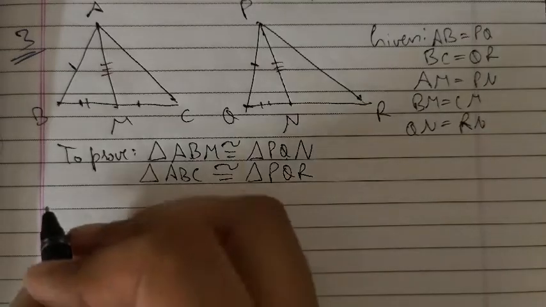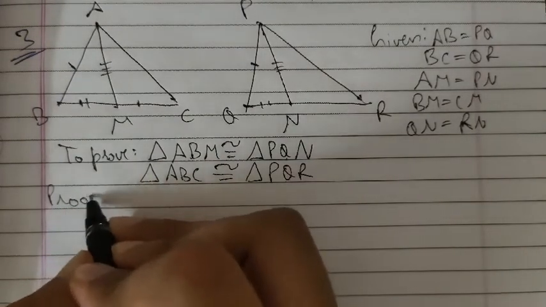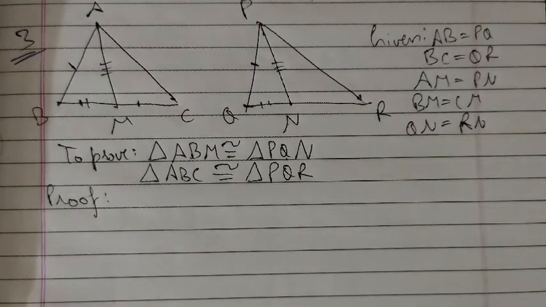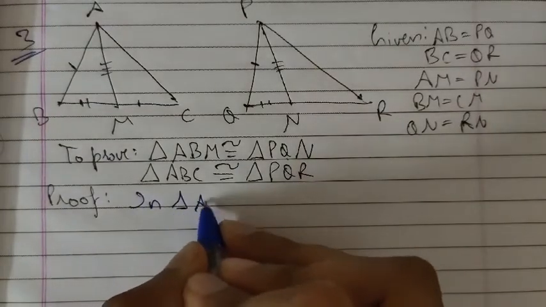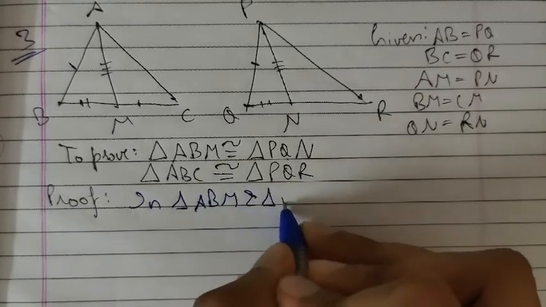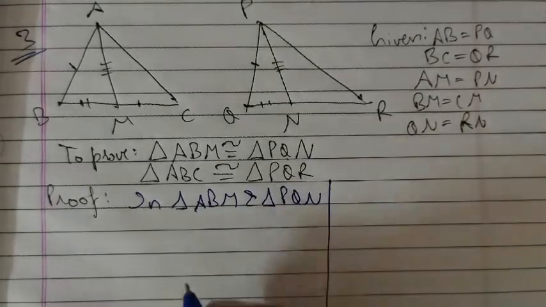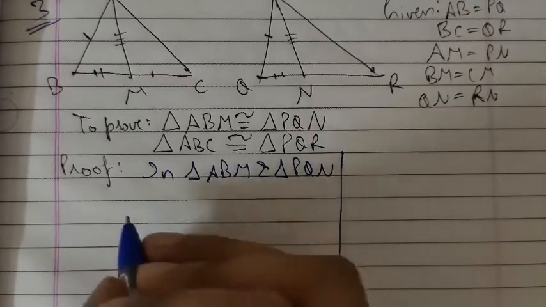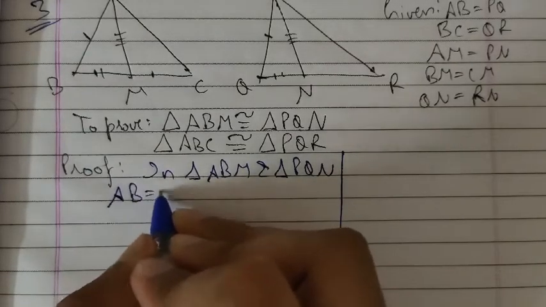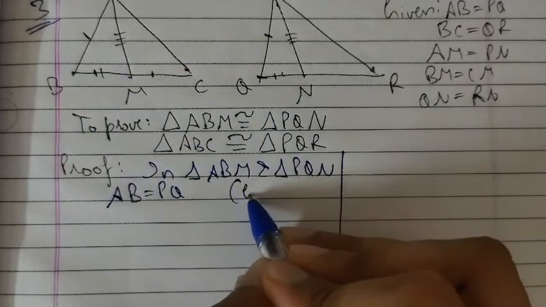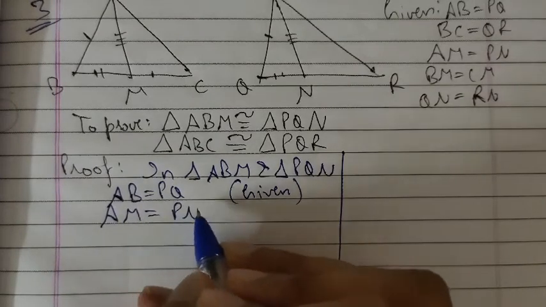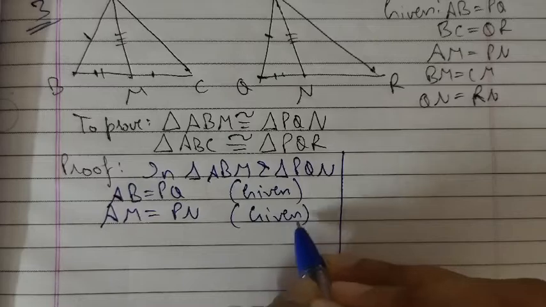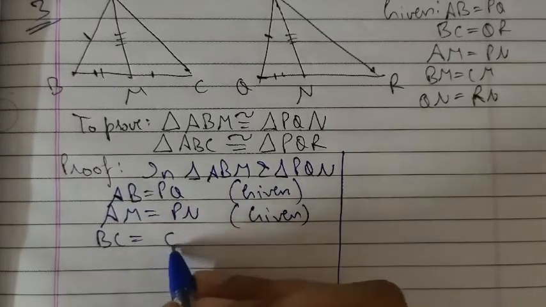So proof, let's start with proof. Now ABM is congruent to PQN. So simply we know that, what do we know? We know that in triangle ABM and triangle PQN, right? So what do we have? We know that AB is equal to PQ, right? Given. Also we know that AM is equal to PN. This is also given. Also we know that BC is equal to QR, right?